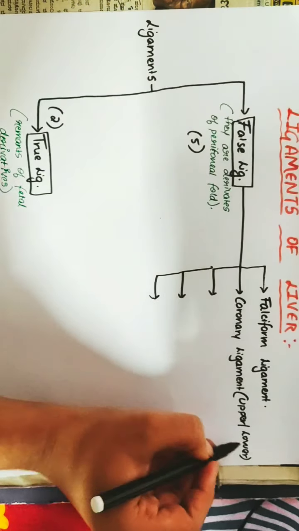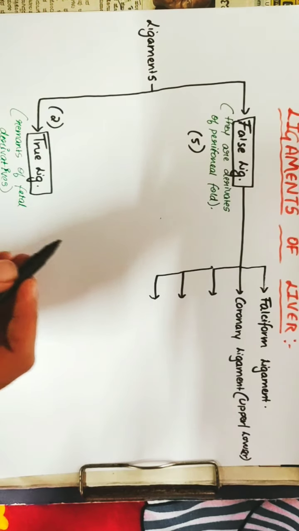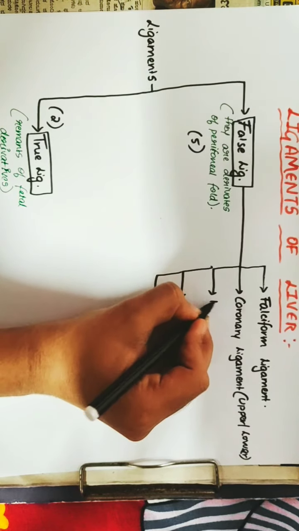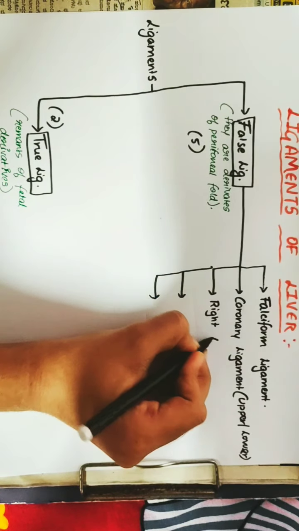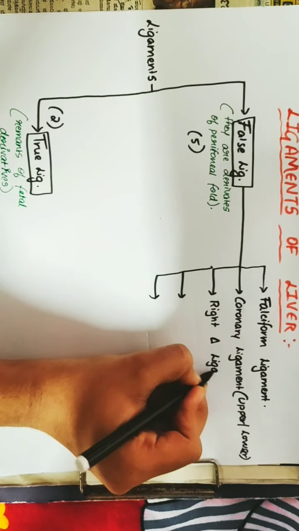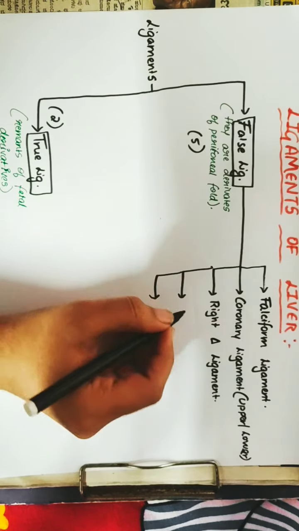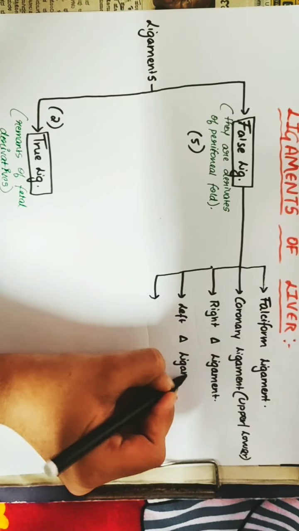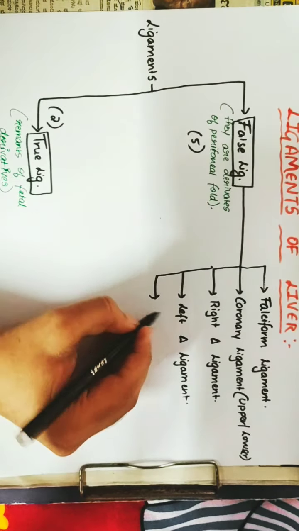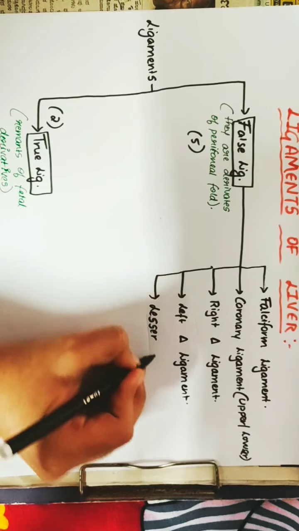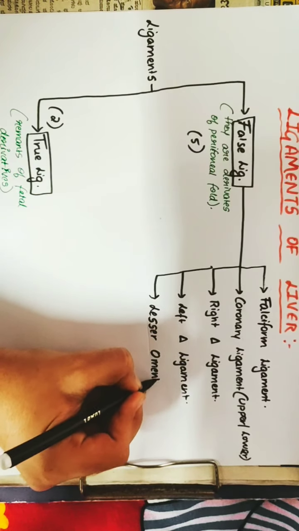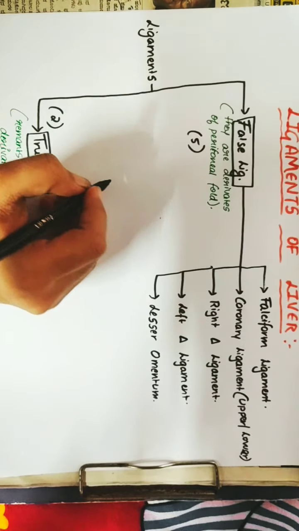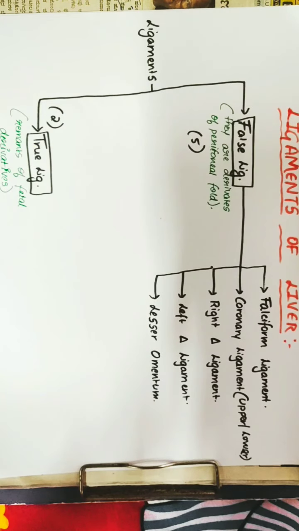I had shown you in the previous diagram, the same thing I am writing here. Coronary ligament. Third one is the right triangular ligament. Fourth one is the left triangular ligament. And the fifth one is the lesser omentum, which is a very, very important topic which we'll be dealing with in the next class. So what is lesser omentum?